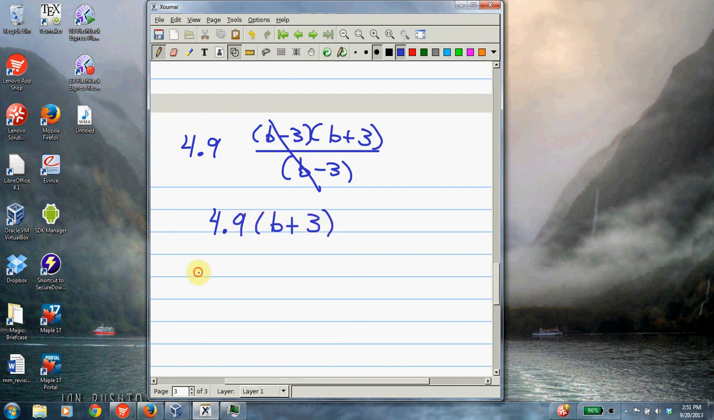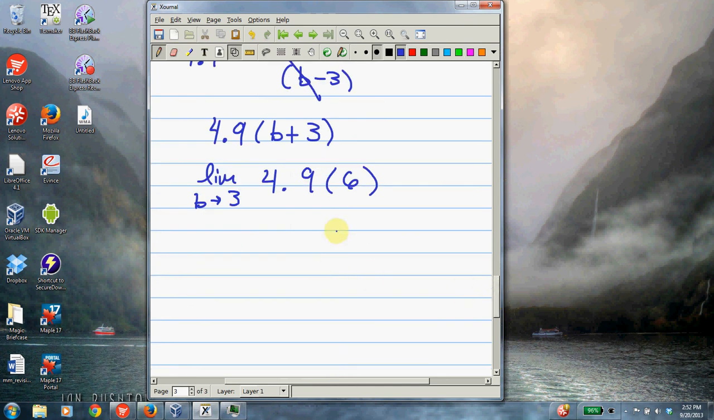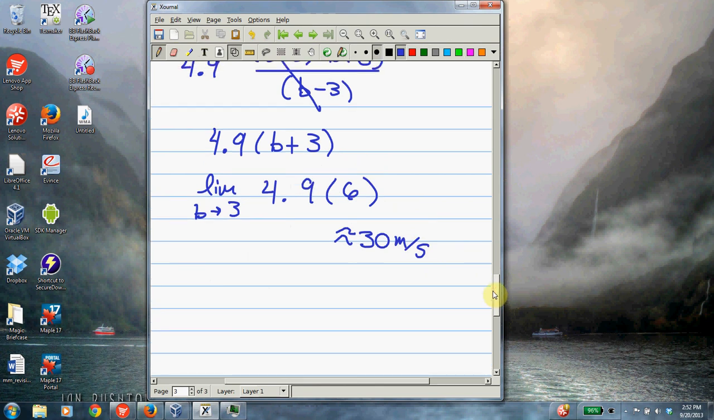Okay. And now we just take the limit as b goes to 3, and this should be the answer. So we get 4.9 times 6. And so what is that? That's like approximately 30, right? It's approximately 30 meters per second. Okay. And all right, so this is the end of the problem.